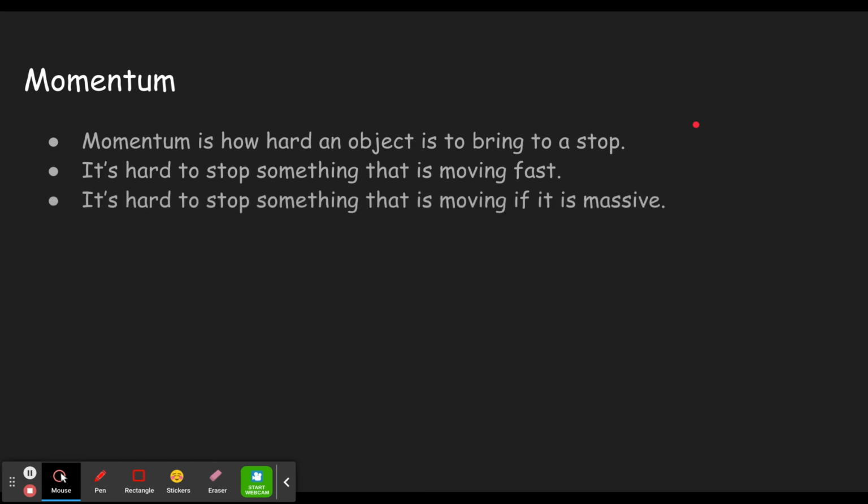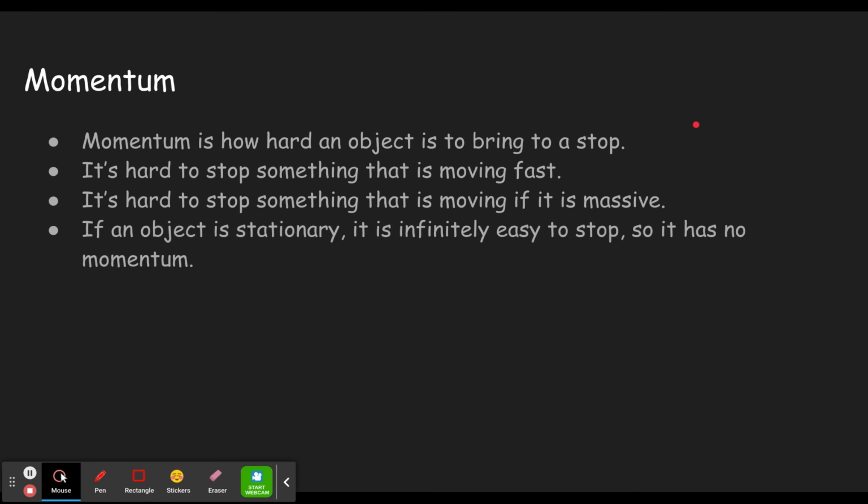The other thing that makes something hard to stop is how massive it is. A train rolling at you very slowly still has a lot of momentum. It's still pretty hard to stop. Of course, a train moving fast is much harder than either of the two previous examples. Keep in mind, if an object is stationary, that means it's infinitely easy to stop because it's already stopped. So it has no momentum.